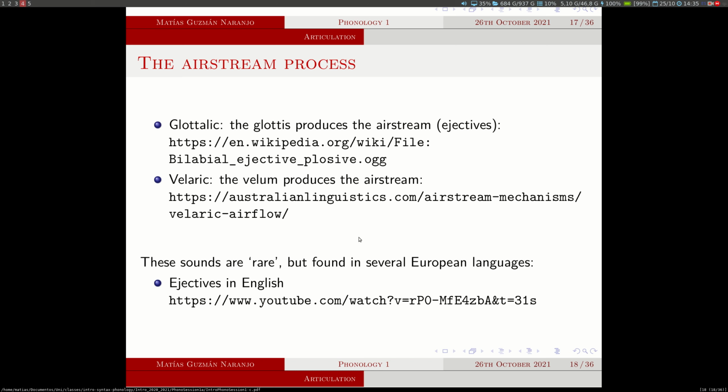Now, the other types of airstream, glottalic and velaric, also happen. Glottalic produces ejectives. Again, please check this out. There are ejectives in the world's languages. They're very interesting. And velaric is produced with the velum, mostly clicks. Here are some examples, and they also discuss this mechanism of air production. And while some of these are very rare, for example, ejectives do happen in English, and they are relatively common, and they've become very common recently. You can watch this video on the topic.